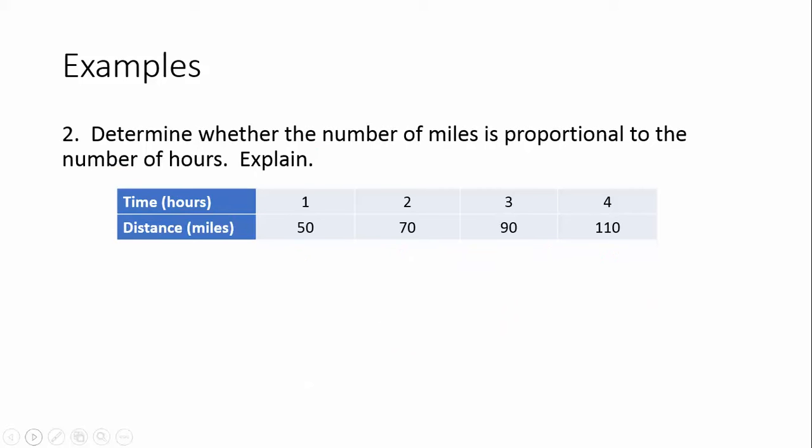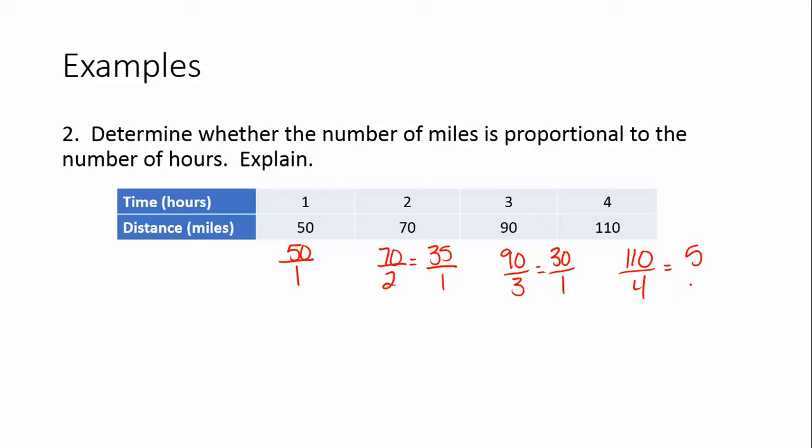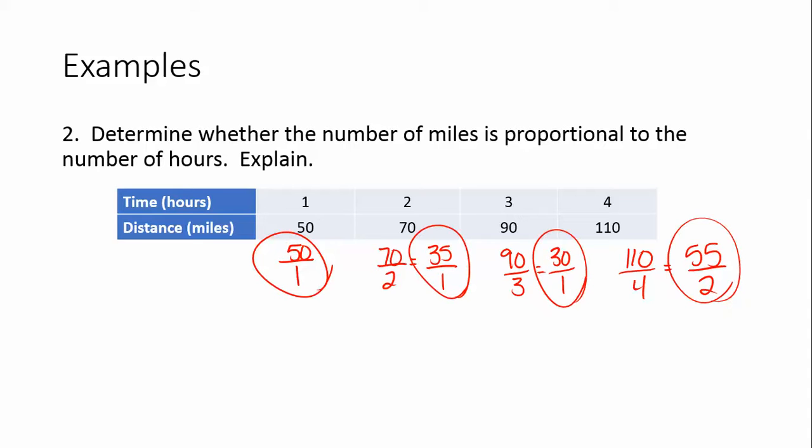Number 2 is asking if the number of miles is proportional to the number of hours. So again, it's miles per hour. So 50/1, that doesn't reduce. 70/2, if we divide by 2, we get 35/1. 90/3 reduces to 30/1. And 110/4 is 55/2. So you can see here that if we compare, these are not equivalent. So this would be a non-proportional relationship.